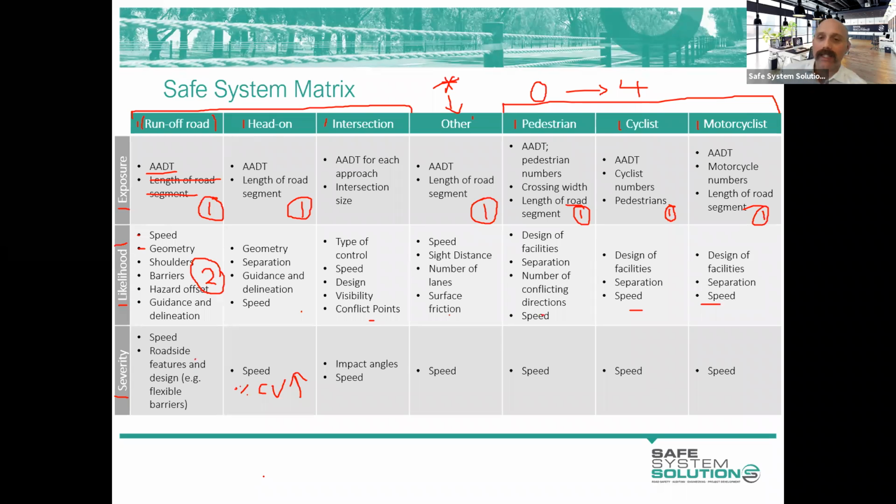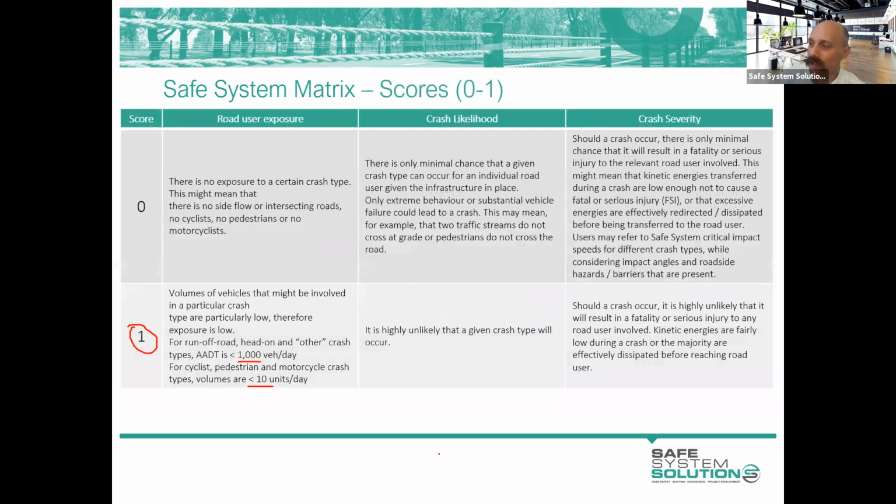Then we go down to severity. And again, we come back to our scoring reference sheet. And we look over here. Should a crash occur, it is highly unlikely that it will result in fatality or serious injury to any road user involved. Kinetic energies are fairly low during a crash, or the majority are effectively dissipated before reaching the road user. So what this means is that the energy is low for the road user.